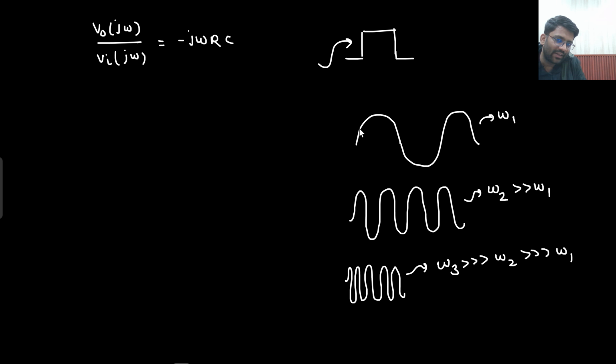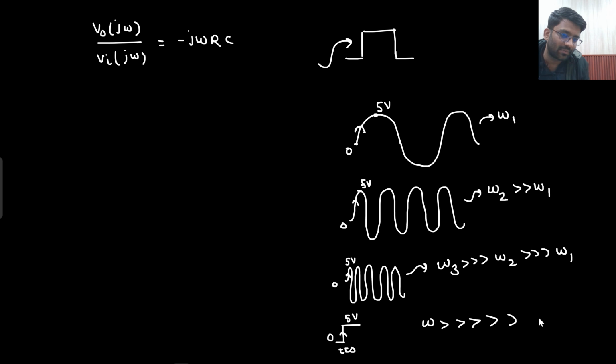So here there is a very smooth transition. Your input is changing from 0 to 5 volt very smoothly. Here your input is changing from 0 to 5 volt a bit faster. Here your input is changing from 0 to 5 volt very fast. If I make it a step, that means the input is changing from 0 to 5 very fast. What does that mean? The frequency content at t equals 0 plus will be much larger than anything. So can I take it that ideally it is infinite frequency content?